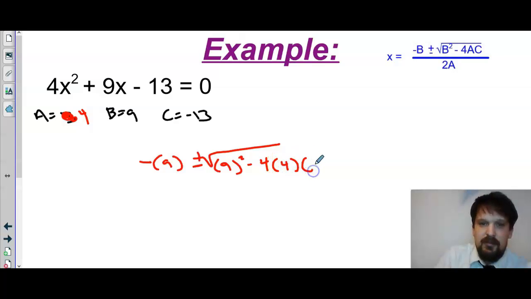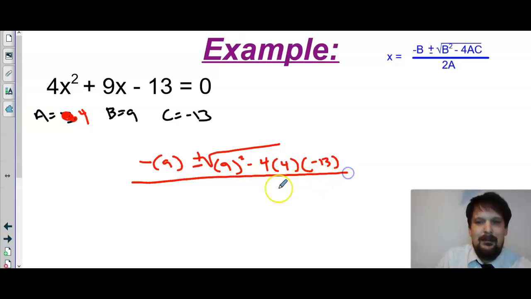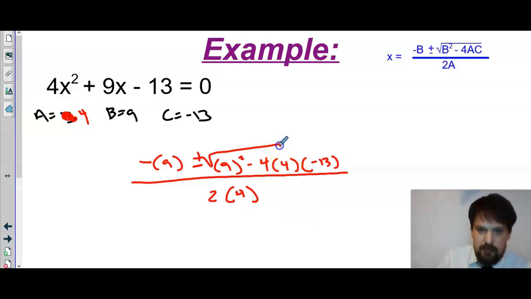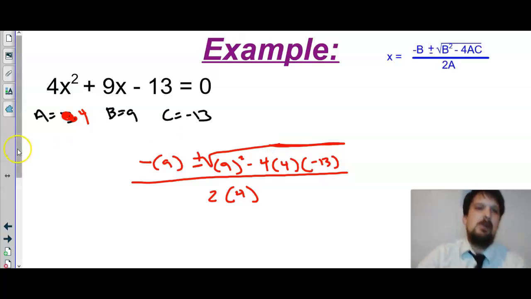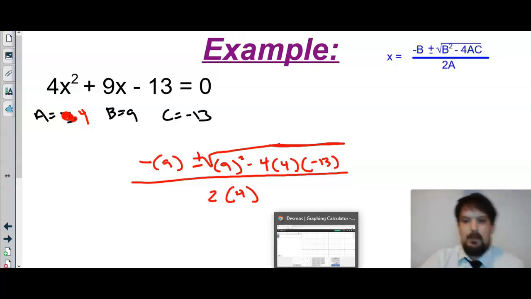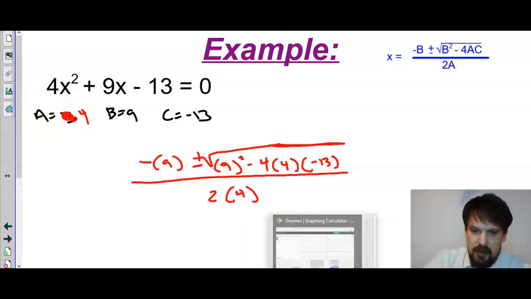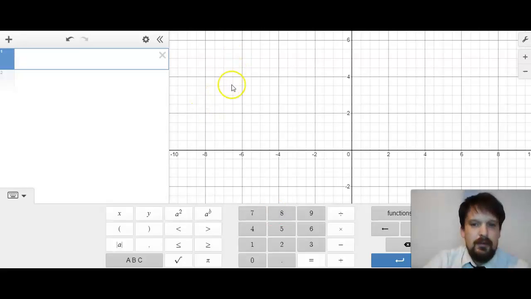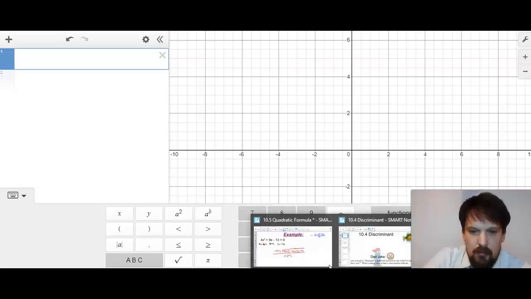So 4 times c. Do you see every time I had to plug something in for an a or a c, I used parentheses? That is going to help you a lot. Then 2 times a, and we'll put a 4. The square root extends all over this. At this point we're not going to plug this in by hand. If you don't have a calculator, that's okay. You can use one online, Desmos. If you go to desmos.com/calculator, you can use this calculator right here in our problem.